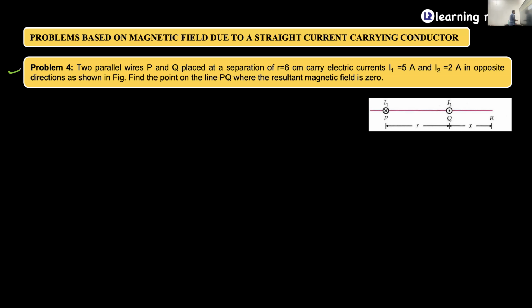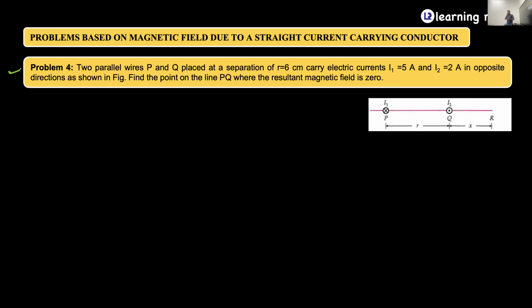So the fourth problem is: two parallel wires P and Q are placed at a separation of R equal to 6 centimeters. They carry currents of 5 ampere and 2 ampere in opposite directions. Find the point on the line PQ where the resultant magnetic field is zero.